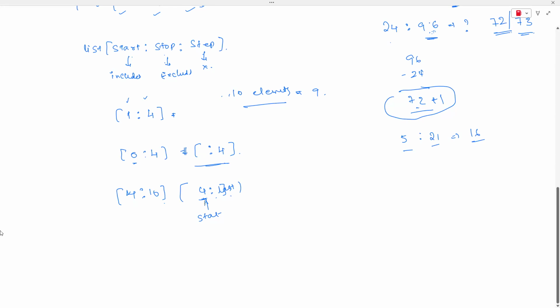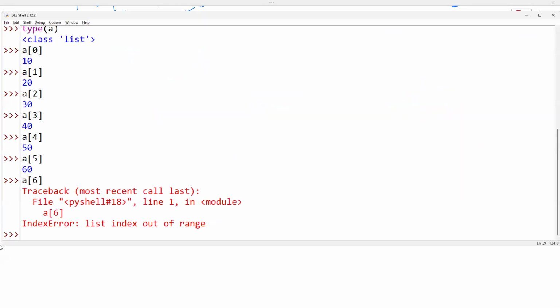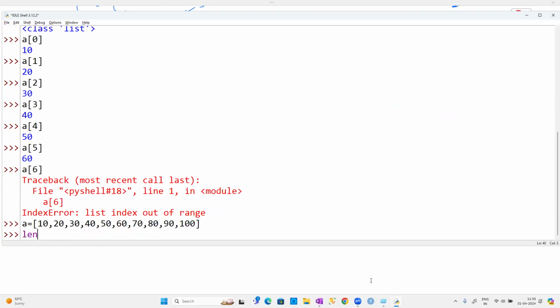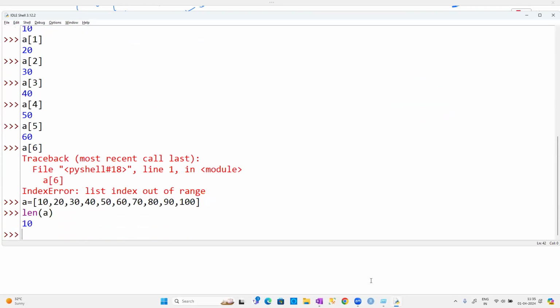Okay. I'll quickly show you guys how to do that. I'm going to take some list of values, guys. A equal to, for example, 10, 20, 30, 40, 50, 60, 70, 80. You can even take random numbers also, guys. But if I take a sequence of numbers, it is very convenient for you to identify. That is the reason why I have taken a sequence of numbers. Totally there are going to be 10 elements, guys.